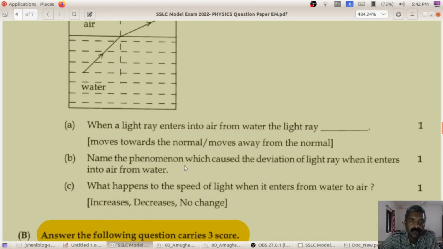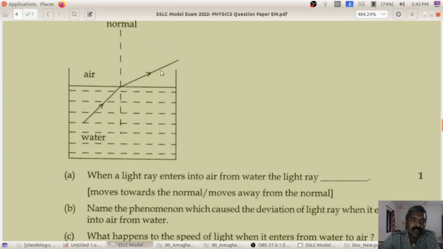Name the phenomenon which causes the deviation of light ray when it enters into air from water. Refraction. What happens to the speed of light when it enters from water to air? In air, the speed of light is more than that in water. So, the speed of light increases.